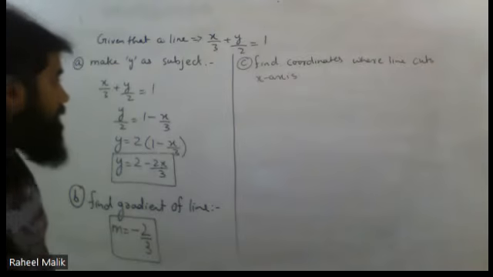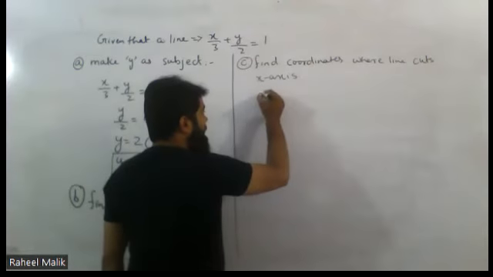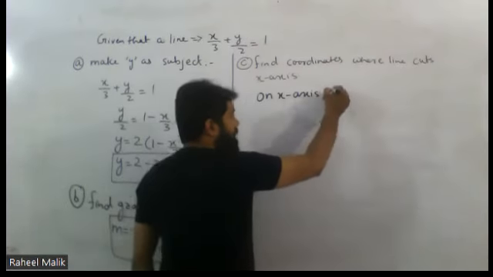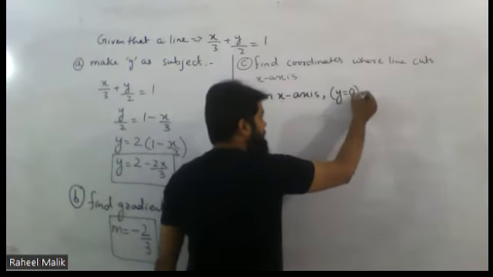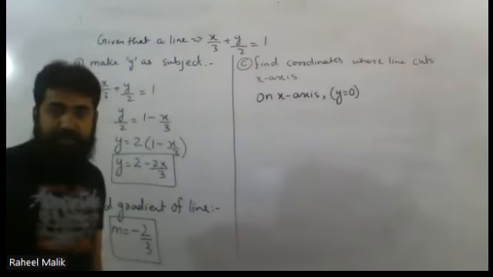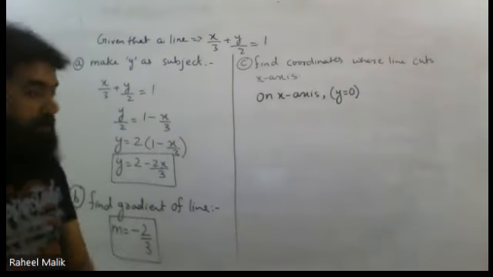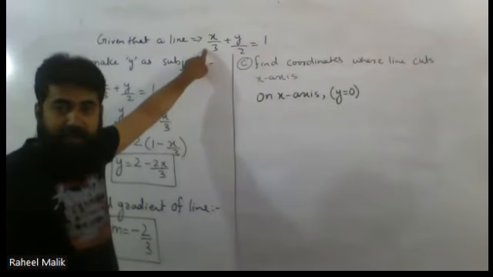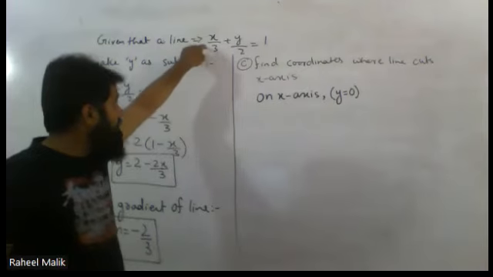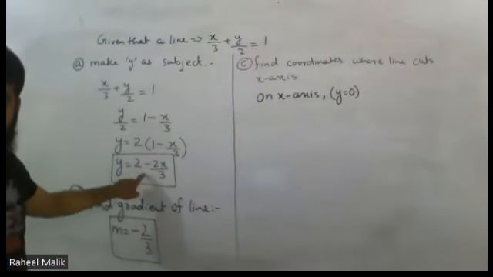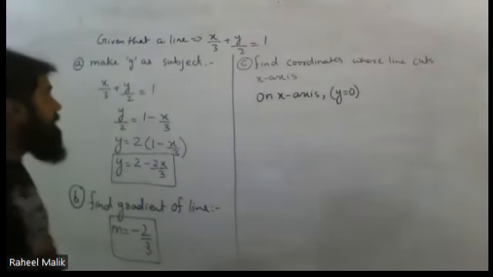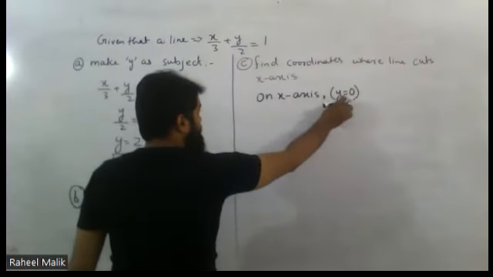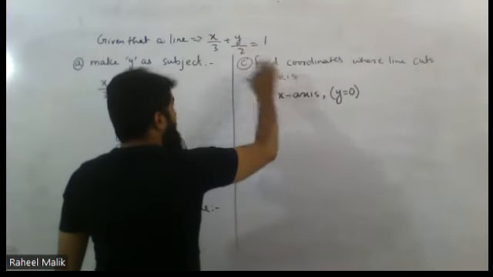Okay. Now we know that on the x-axis, what will happen? The value of y is always 0. On the x-axis, the value of y is always 0. And which line is cutting the x-axis? This line is cutting the x-axis. So either you can use this equation or you can use this equation. It's your choice. I'm using this one. On the x-axis, y equals 0, and this line is cutting the x-axis.